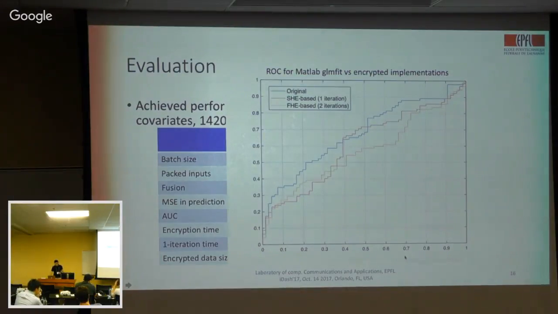These are the receiver operating curves for the original solution with the MATLAB function going to convergence. Here is one iteration of the somewhat homomorphic encryption, and the other one is two iterations of the fully homomorphic encryption solution. So we see that the somewhat homomorphic encryption is really almost on par with the plaintext solution going to convergence, while even two iterations of the fully homomorphic encryption solution show a gap with respect to that convergence solution.